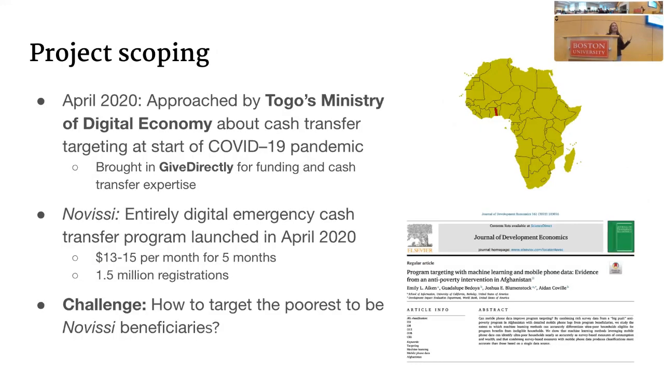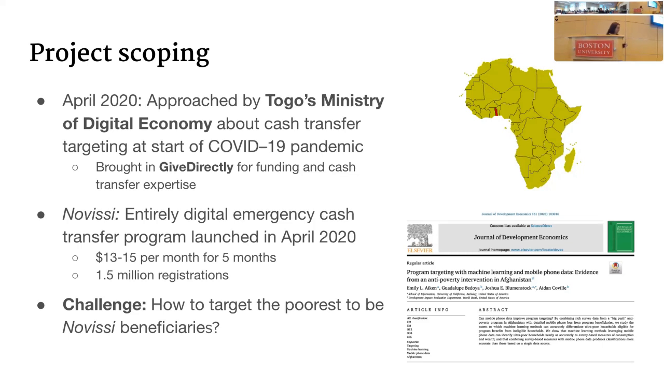So to start, like Lily did, with the origin story and how you can inform these partnerships: this is a one-off project in this sense, because we had probably the easiest origin story. The government of Togo, this Ministry of Digital Economy, which is one of the ministries of the government of Togo, this whole nation in West Africa, reached out to our research group and said, hey, we're starting this cash transfer program to help the poorest people in Togo during the pandemic. We don't know who to give transfers to. Can you help us develop algorithmic approaches to figuring out who is poorest and providing them cash transfers?